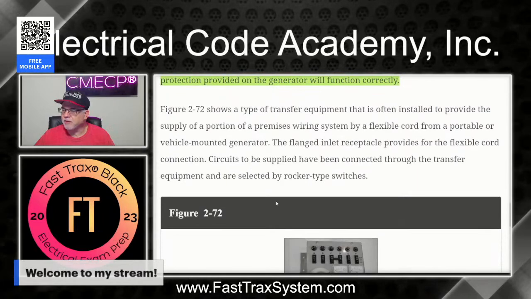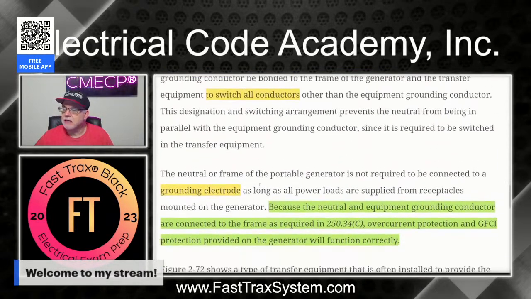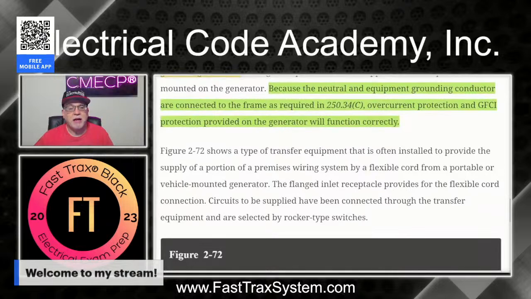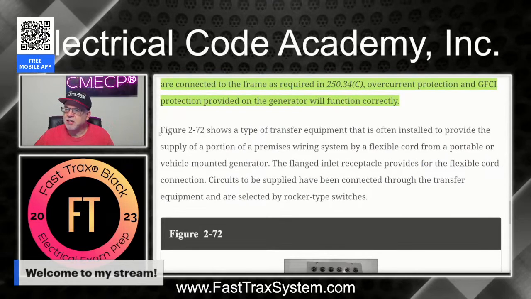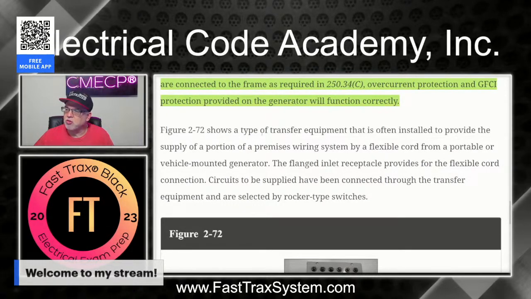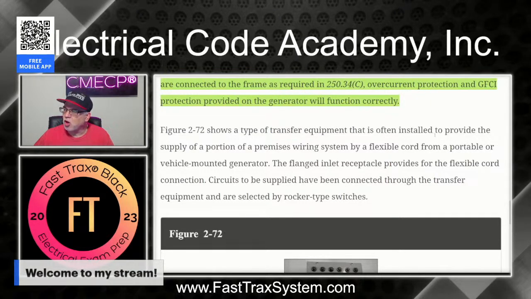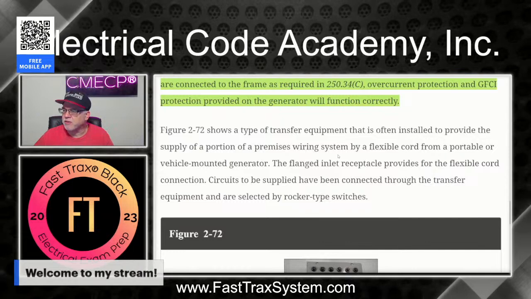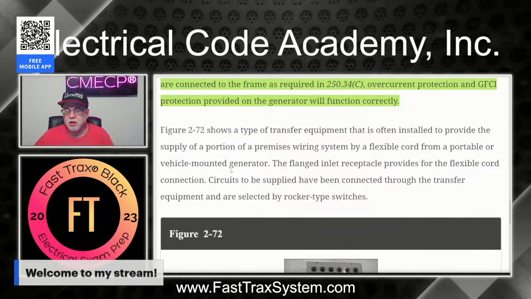So we're going to look at another figure real quick, and this is when we're talking about things like transfer switches for generators, portable generators. Okay. All right. Figure 2-72. That's this one down here. It shows the type of transfer equipment that is often installed to provide the supply of a portion of a premise wiring system by a flexible cord from a portable or vehicle-mounted generator.